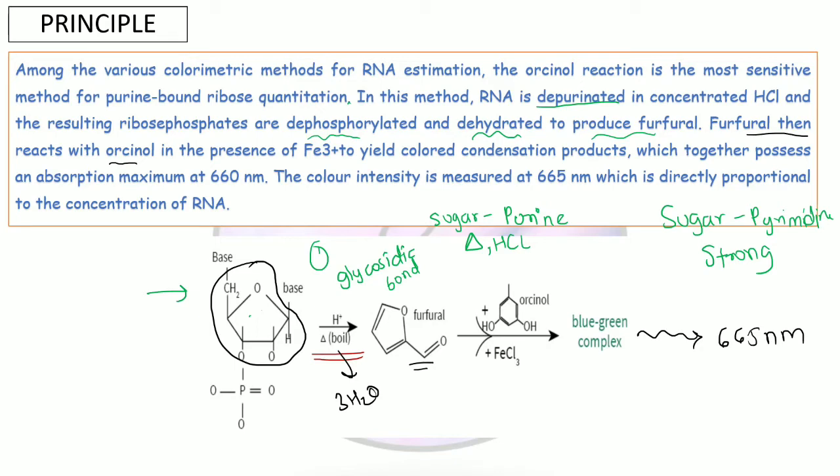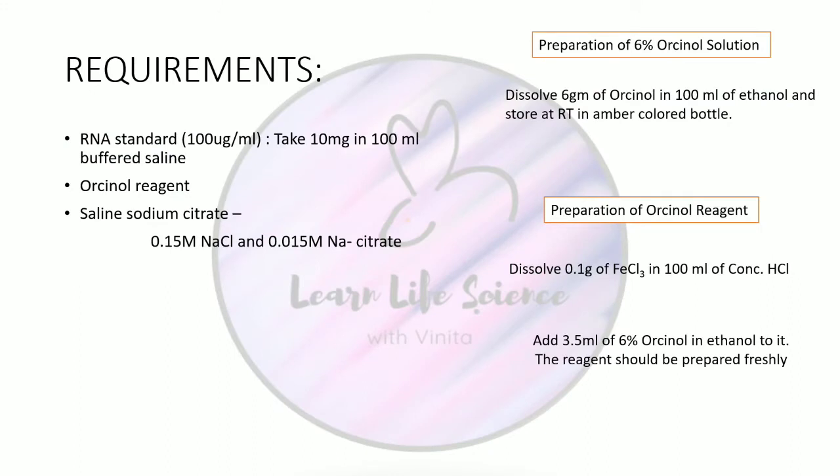So I hope you are clear with the concept behind the reaction. Now we will move towards the requirements to perform the protocol. First, we are going to require an RNA standard, meaning you are going to prepare a standard graph, right? In this case you will require a standard RNA which is available in the laboratory. For example, we are taking the concentration of the standard as 100 microgram per ml. If you convert it to milligram for 100 ml, it will give you 10 milligram in 100 ml solution, right?